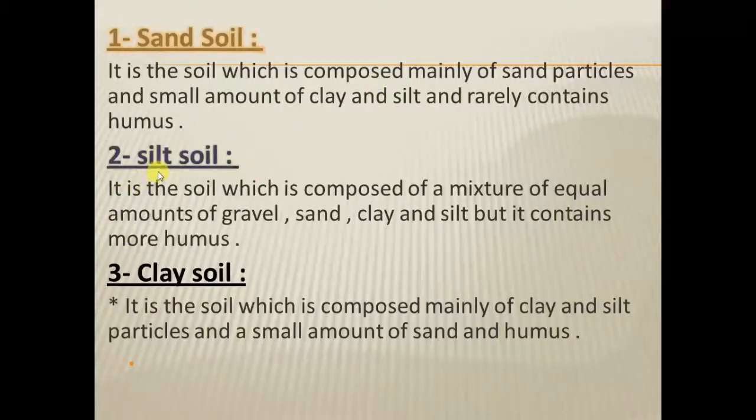Who can answer me now? Silt, yes, you're right. It's a mixture. Mixture of what? Who can answer? Yes, gravel, sand, clay, and silt. All of you are right. The third one, clay, yes, it's composed mainly of clay and silt. According to the amount of humus, we can observe that the sand soil contains a rare amount of humus, but the silt is the best one. It contains more humus. The clay contains a small amount of humus.